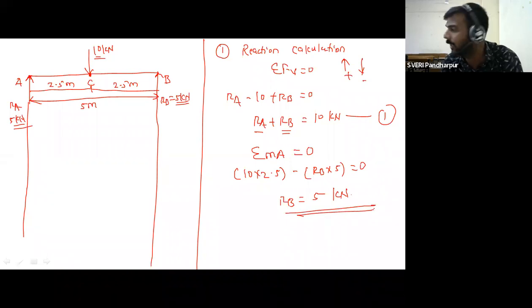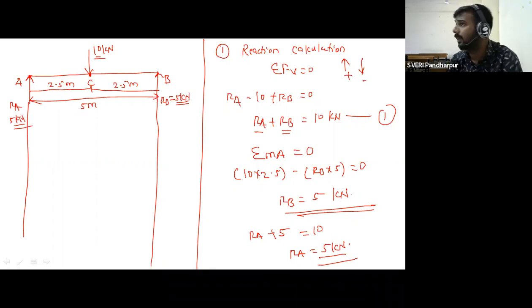येते का 5 किलोन्यूटन बघा. येते? Then your RA plus 5 is equal to 10. Therefore, RA also equal to 5 kilonewton. If you write directly, no problem.